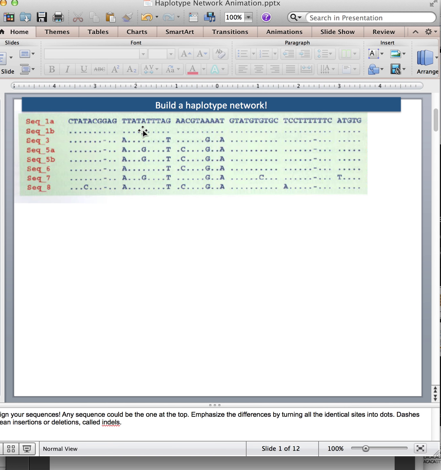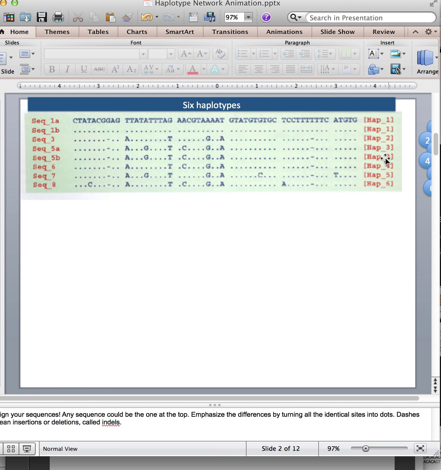But you see that there are dots. So anytime there's a dot, that means that this sequence, sequence 1b, has exactly the same nucleotide at this position as the top sequence. Any sequence could be the top sequence. It doesn't matter. This one they are calling sequence 1a, and so then they've put sequence 1b and show that it is identical, right? So that's going to be their first haplotype. And in fact, as you go through here, you're going to see that there are 6 different haplotypes, right?